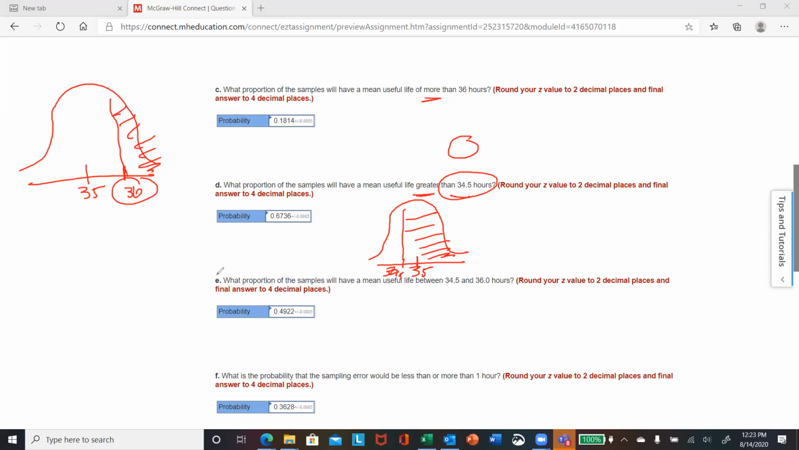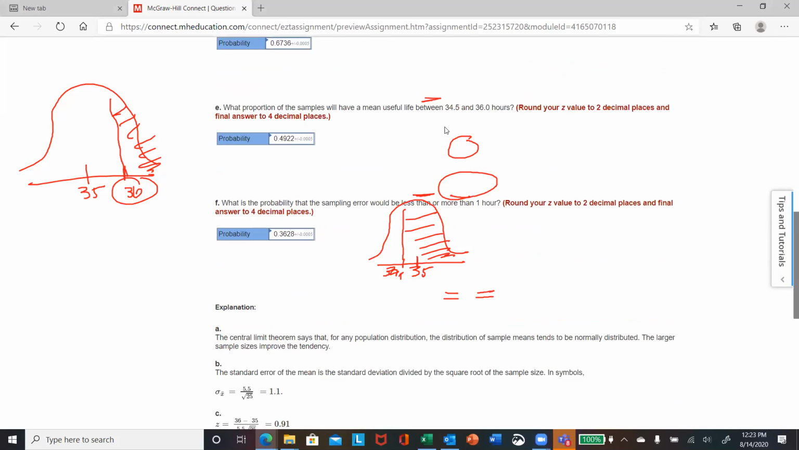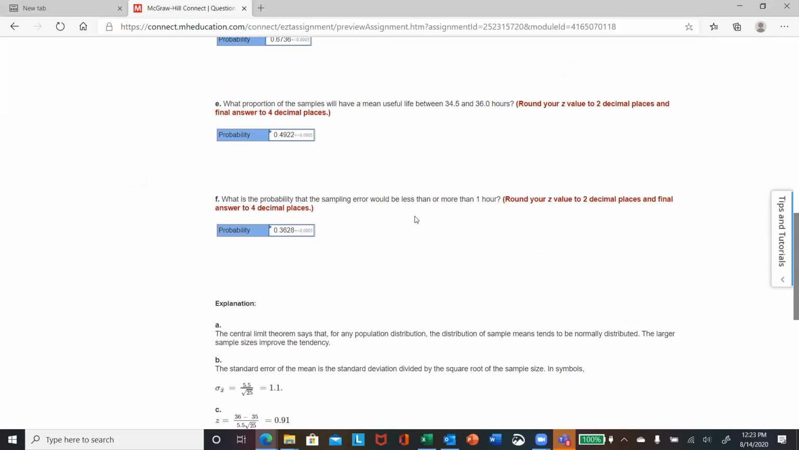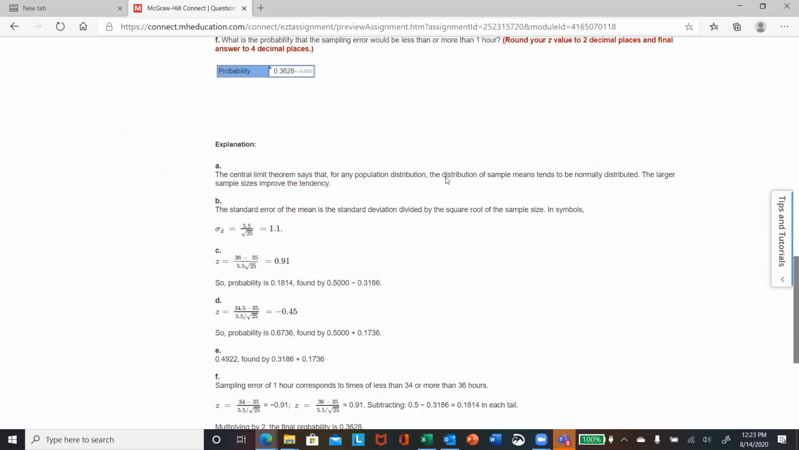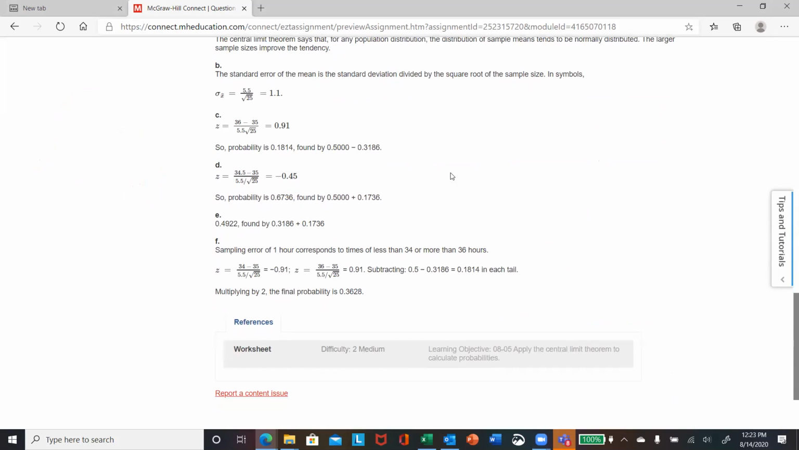And then letter E, you're looking between these two numbers, which you just calculated, so you have to find the area within. And then the last one looks similar to the previous ones. Page down just to let you see that. It says the sampling error would be less than or more than 1 hour. So you can plug that in. This is letter F.